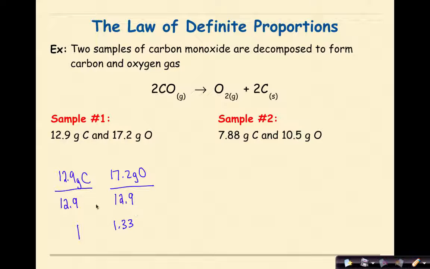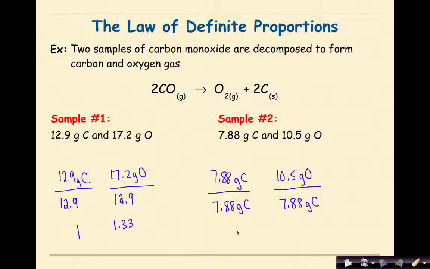So that's for one sample. Let's look at sample 2. We have 7.88 grams of carbon and 10.5 grams of oxygen. So I'm going to divide the carbon by itself because I want the carbon to be representing basically 1 gram. So 7.88 grams of carbon. And then I'm going to divide the mass of the oxygen by the mass of the carbon. So when I divide 7.88 by 7.88, obviously I'm going to get 1. And then I do 10.5 divided by 7.88, and oh look, I get 1.33.